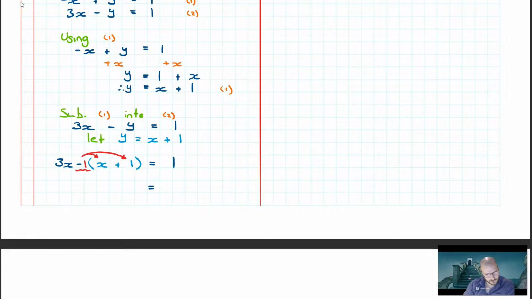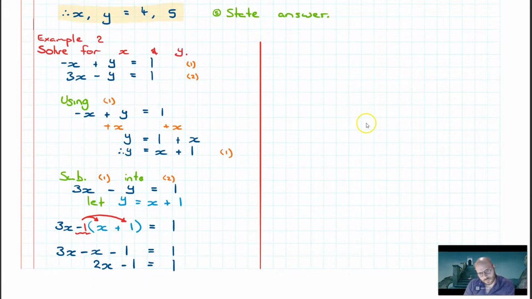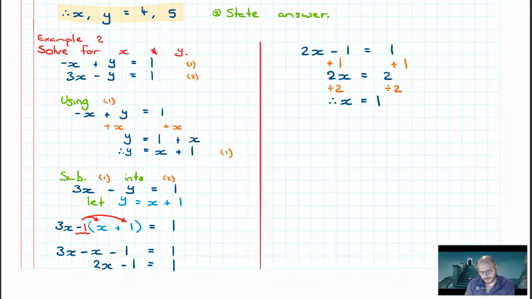Expanding this out, we get 3x minus x minus 1 and 1 on the right. Then I collect like terms, and I'm going to get 2x minus 1 equals 1. Arranging this such that x becomes the subject, I need to move my constants to the right, so I'll add 1 to both sides, and then I remove my coefficient of 2 by dividing by 2, and thus I find the definitive value of x in this case is equal to 1.